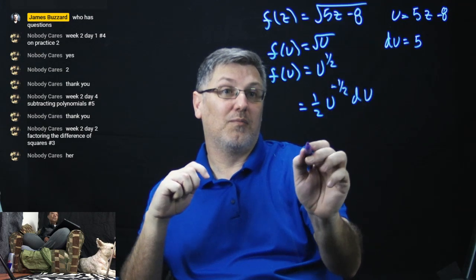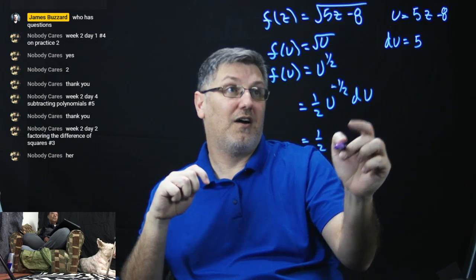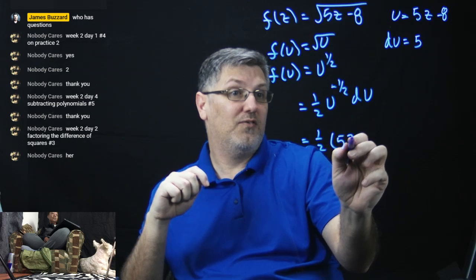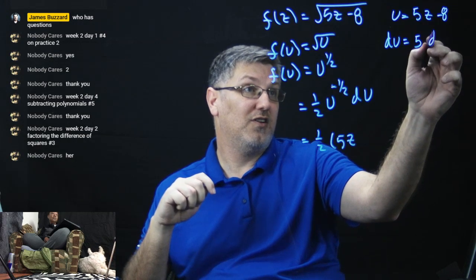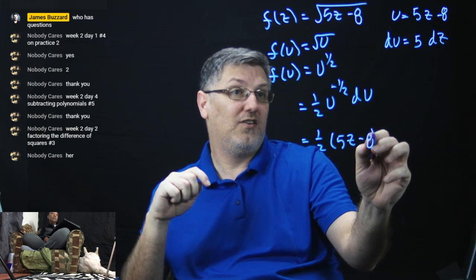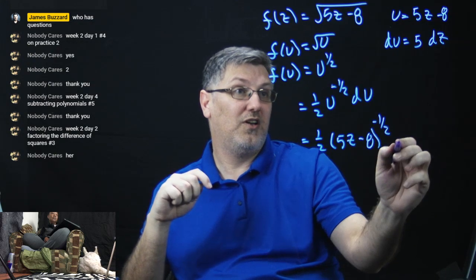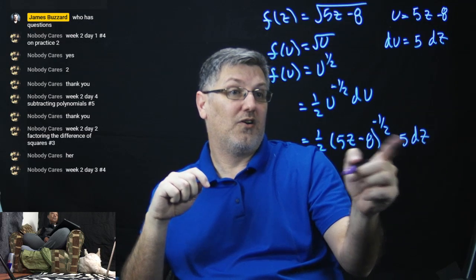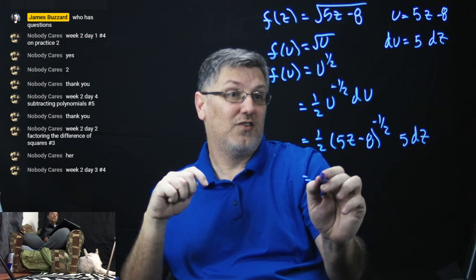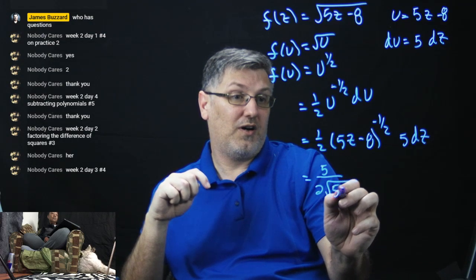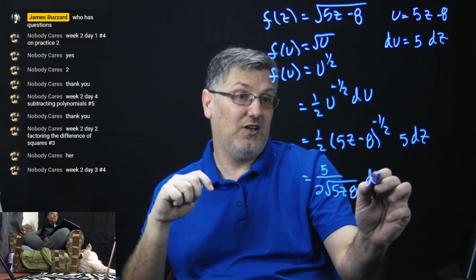Now, plug everything back in. I have 1/2 of 5z minus 8 to the negative 1/2, and my du is 5 dz. And now I just clean it up, and I'm going to get 5 over 2, the square root of 5z minus 8 dz.